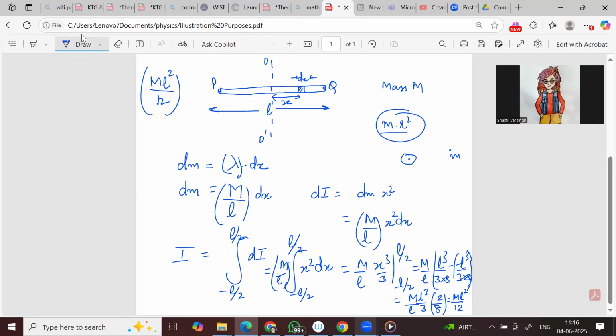We can use the parallel axis theorem to find out what is the moment of inertia about P or Q. And I'll reserve that for the next video.